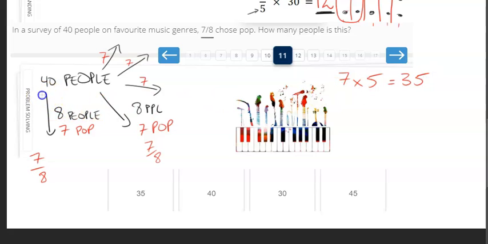So from the 40 people, 35 of them like pop, because that's 7/8 of 40. That's the other way you can do it. Remember, if we're using a fraction to get a proportion of a quantity, we can use the times symbol. And again, this will give us the same answer of 35.